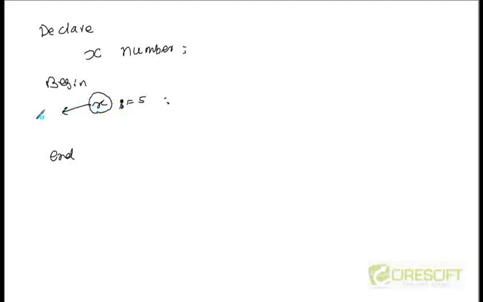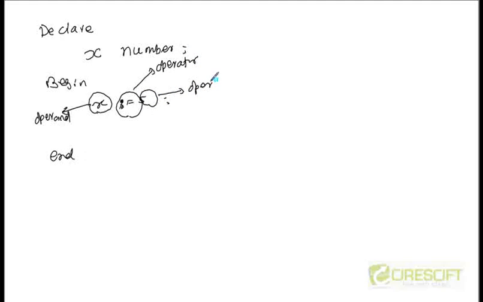Let's say, for example, this is a PL SQL block. I declare X number, and then I do begin, and then I assign X is equal to 5. So basically, this is called an expression. Here X is called an operand, this is called an operator, and this is again an operand.